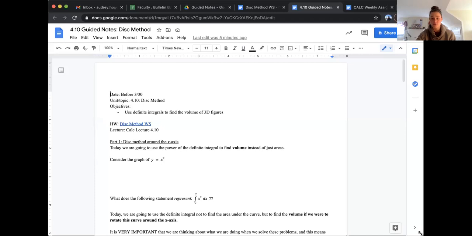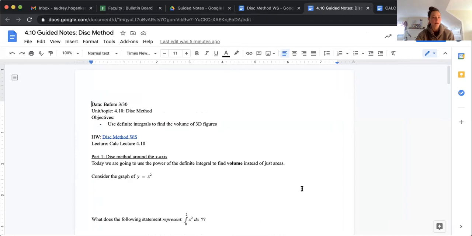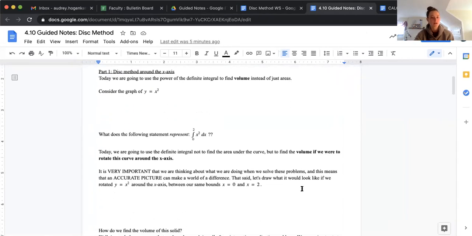Okay, so today we are going to talk about another way that we use definite integration to find the volume of something, and that is called the disk method. So today we're going to use the power of definite integration to find volume instead of just area.